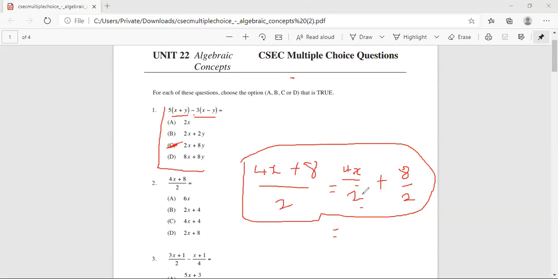4x divided by 2. Remember, we cancel. We cancel 2 into 2, 1, and 2 into 4, 2. Remember, division, multiplication, everything coming in one now. So we are left with 2x. Then 4 divided by 2 will give me 2. So our answer is B.